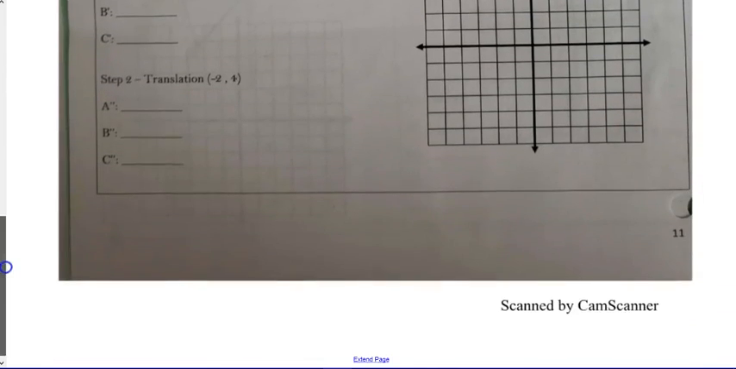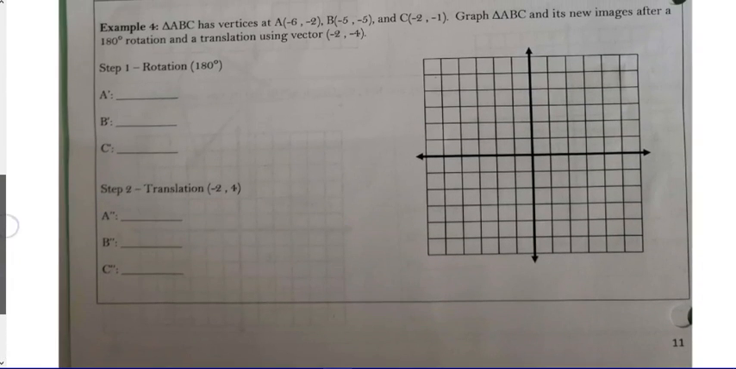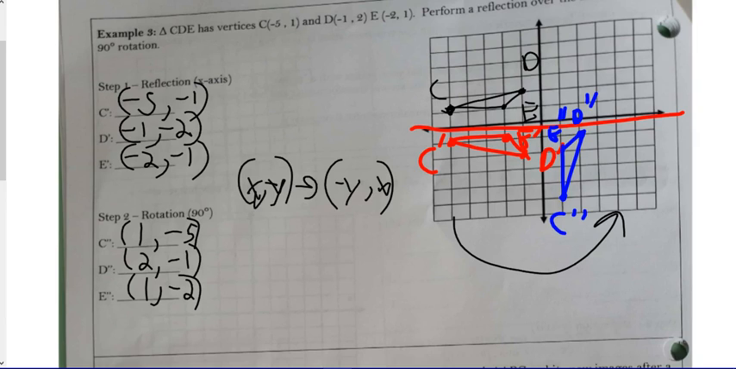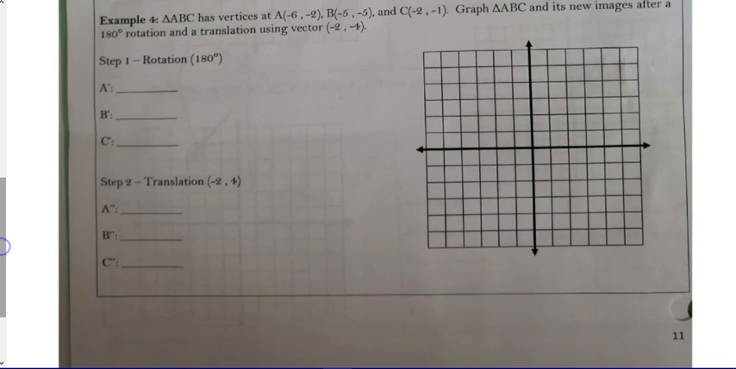And the last example, I believe, yep, last example. Put this on our grid. The board will play nice. There we go. ABC, negative 6, negative 2. 1, 2, 3, 4, 5, 6. Negative 2 is down here. Okay, so that's A. B is a negative 5, negative 5. So there's 5, 1, 2, 3, 4, 5. And that's B. And then C is going to be at negative 2, negative 1. There's my C. Connect my dots. There's my triangle.